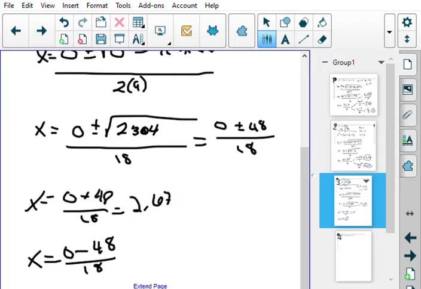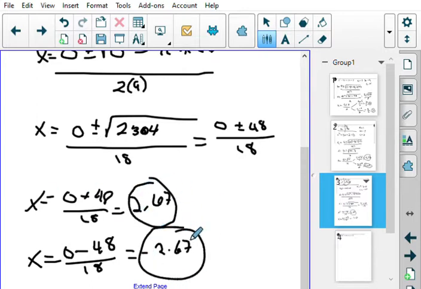And then I can do 0 minus 48, put it in parentheses, and divide that by 18, and get the negative 2.67. Okay, and again, by looking at our graph here, negative 2.667 or negative 2.67 and positive 2.67, which is exactly what we got in our quadratic formula.